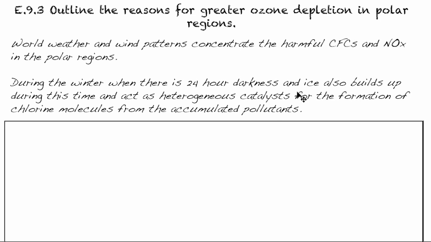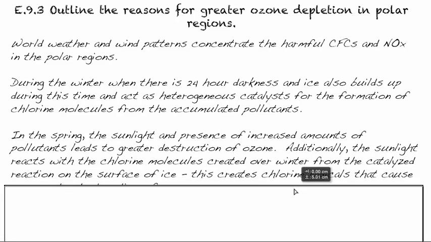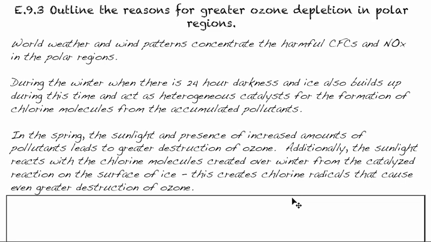And when that happens, we can see what might actually happen later, and you might be able to draw a couple connections to other topics in IB chemistry. So in the spring, lo and behold, the sunlight comes out. And the presence of the increased amounts of pollutants leads to greater destruction of the ozone. As we could see earlier, light is actually very essential for some of these processes to happen.